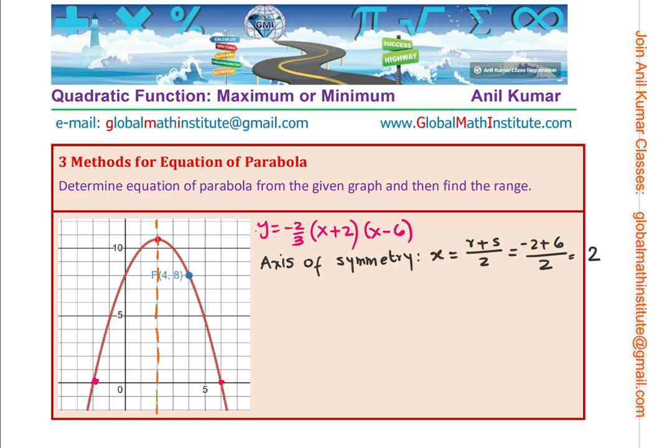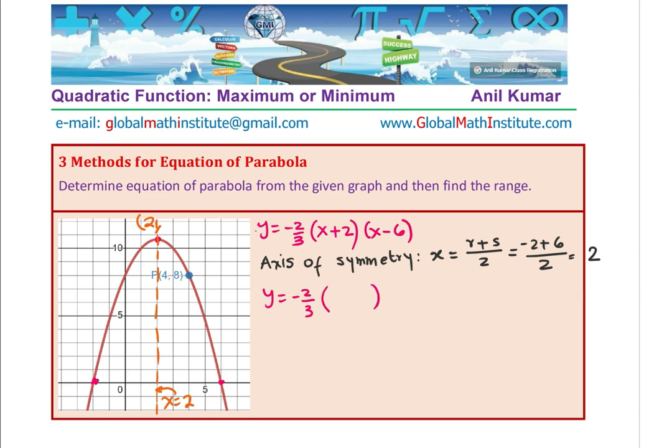As you can see, this is x equals 2. Clear? The vertex will be at a point which is 2, comma, and we have to find the y value. So let us substitute 2 in our equation to find the y value, right? So we have y equals minus 2 over 3.